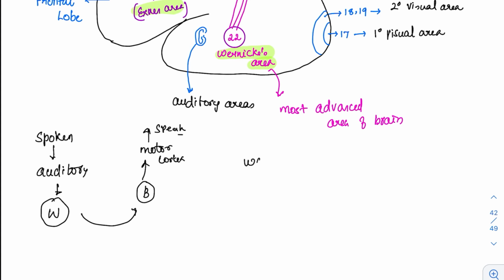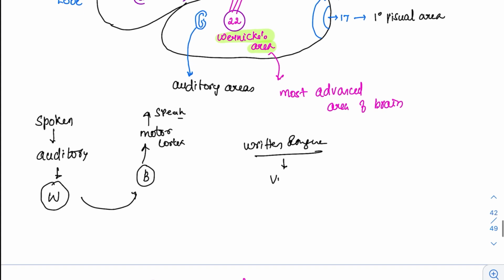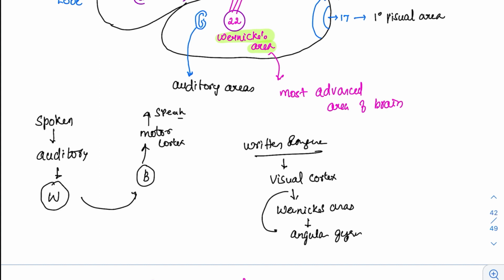But for a written language, it is a little more complicated. For written language, we have to bring in two more areas. First the person has to visualize, so the visual cortex is involved. From the visual cortex, it goes to the primary and secondary visual areas. From the visual areas, it will first go to the angular gyrus, then to Wernicke's. From Wernicke's, as usual, it will go to Broca's area.